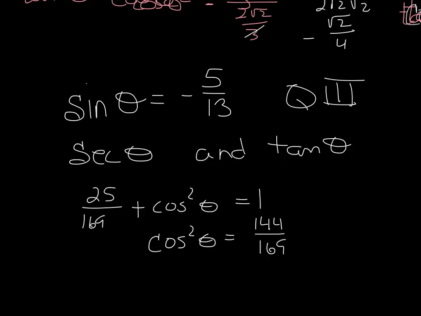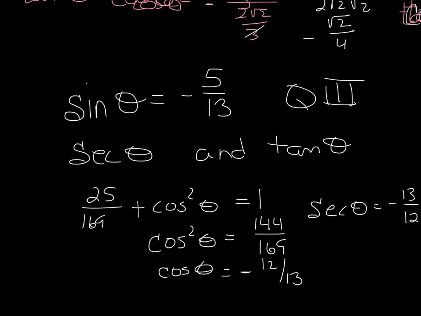Okay, when we take the square root, we're in quadrant 3, so are we going to take the negative root or the positive root? Negative root. And so we get a negative 12/13. Can we find the secant now? What's the secant? Negative 13/12, because that's a reciprocal identity.